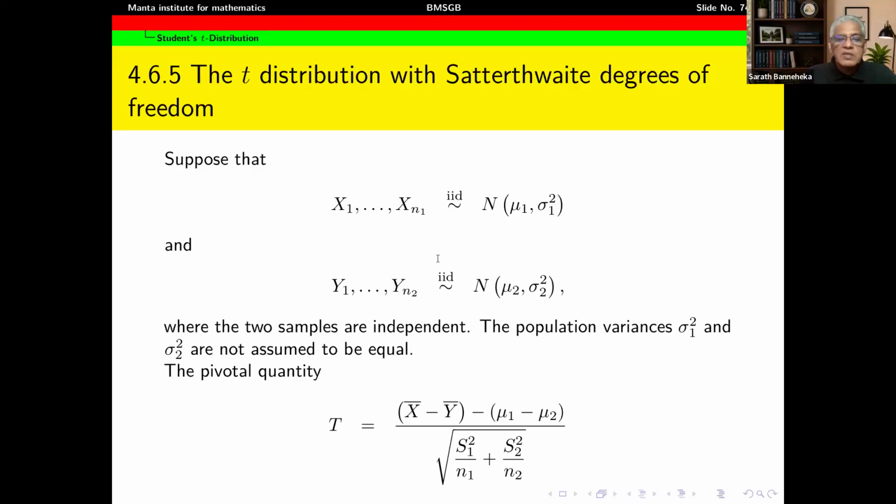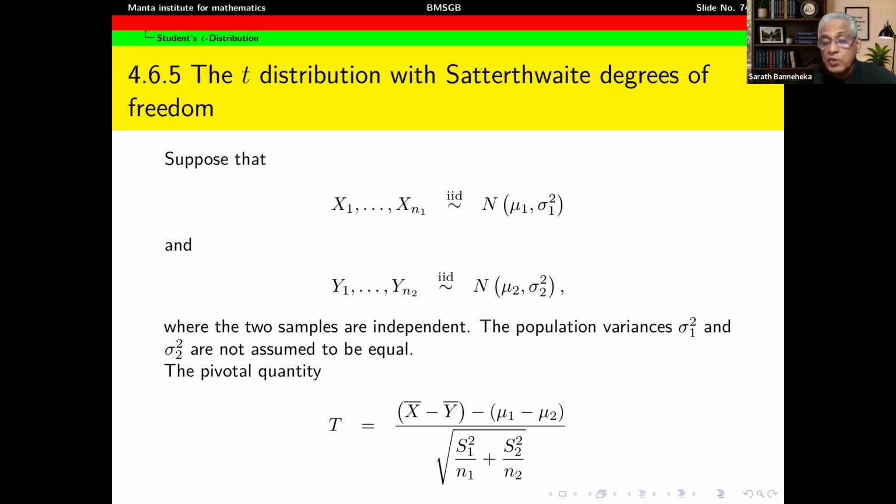Right. So in this case, we will consider this quantity: x bar minus y bar minus mu1 minus mu2, divided by the square root of the estimated variance, or in other words, the estimated standard deviation. And this quantity is also a pivotal quantity. This doesn't involve sigma squares, right? It involves only mu1 and mu2. So this can be considered as a pivotal quantity.